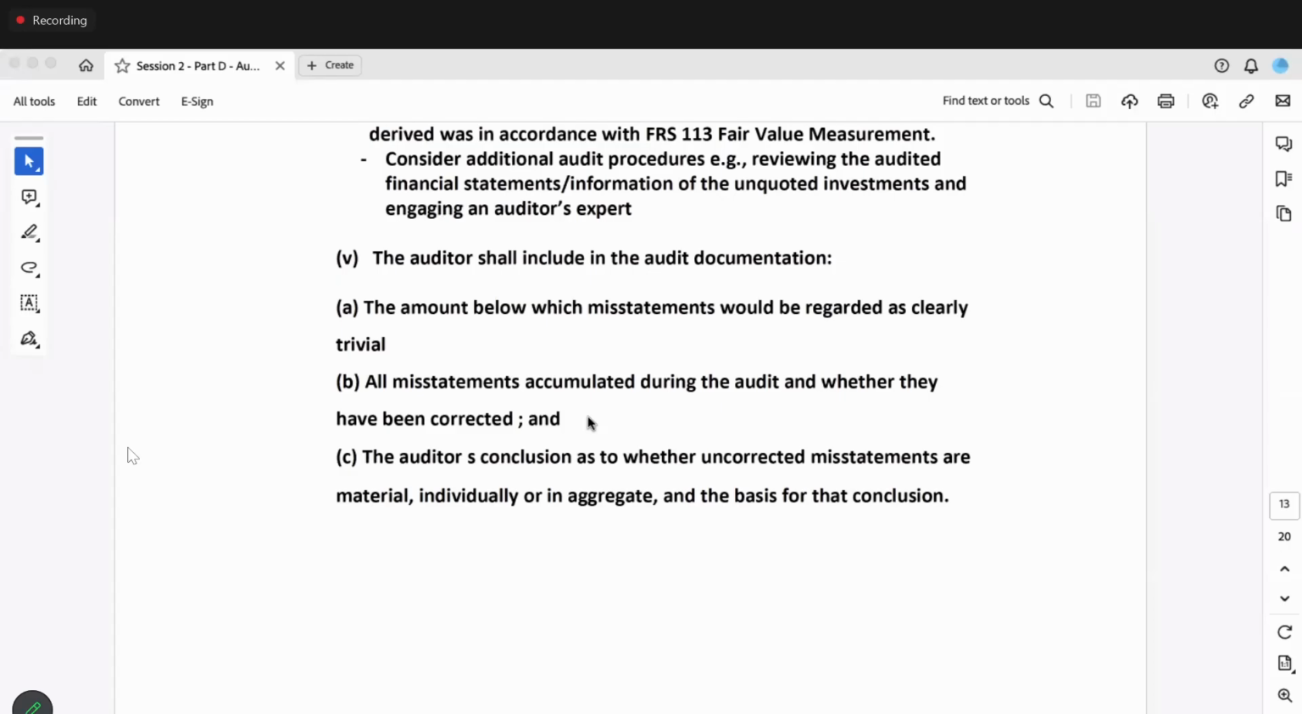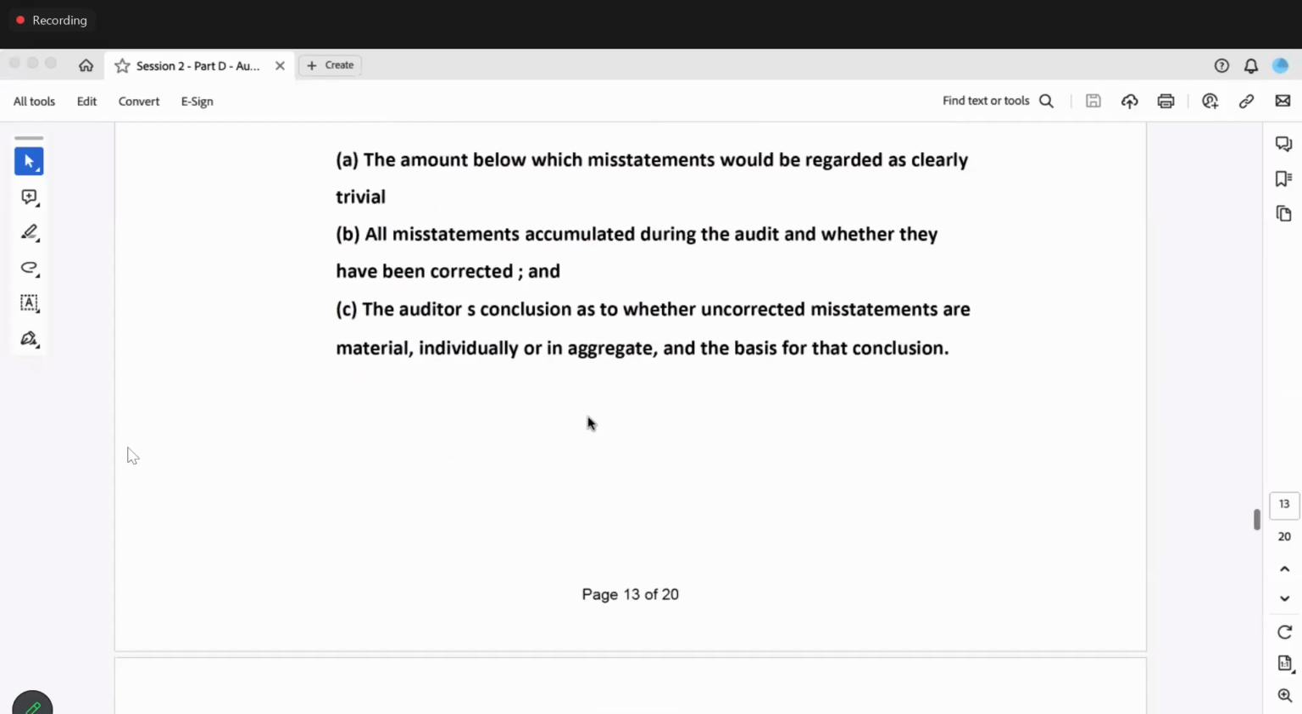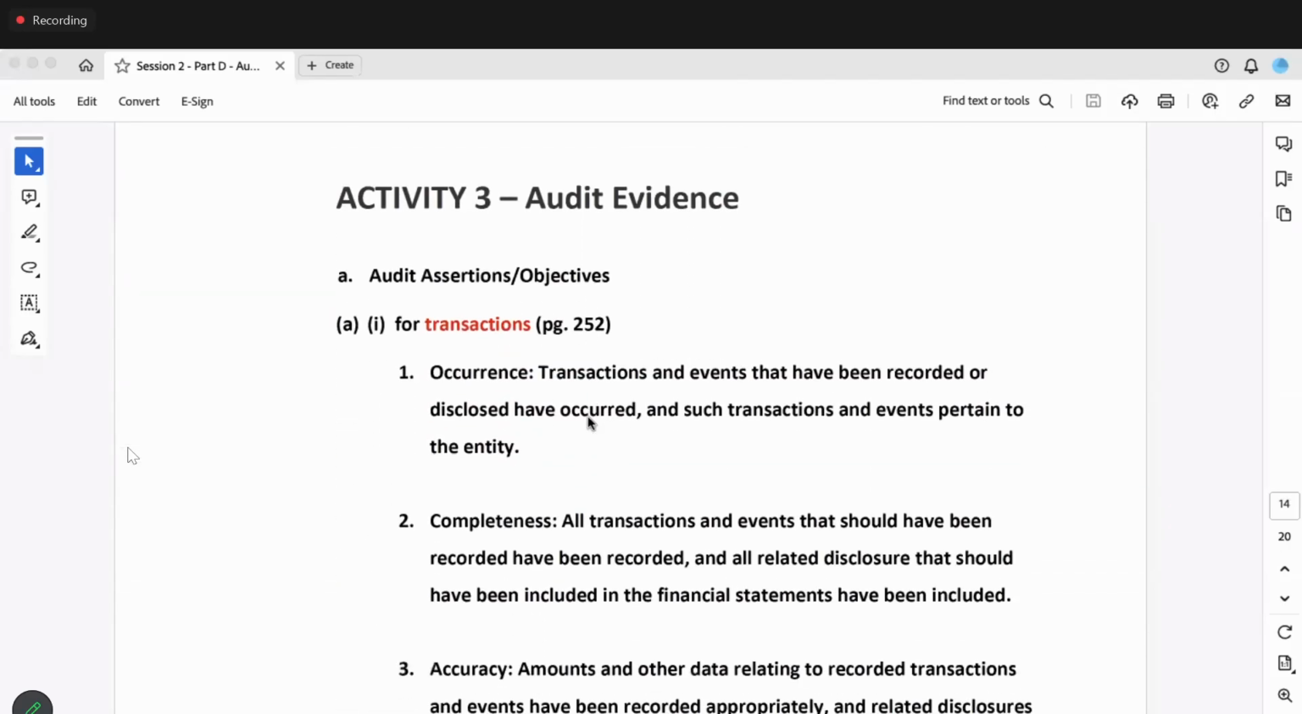What are the material misstatements that were identified? Those pertaining to the integrity of management, related to fraud, individually could be very material. Okay, when it is quantitative, usually we will aggregate it and then look at the total. All right.